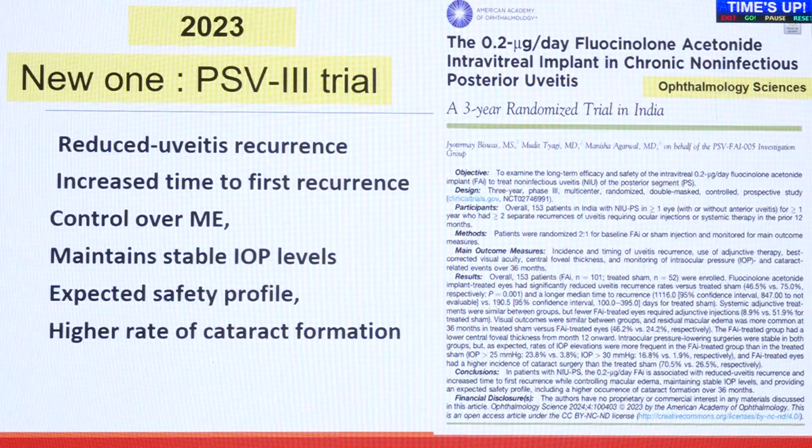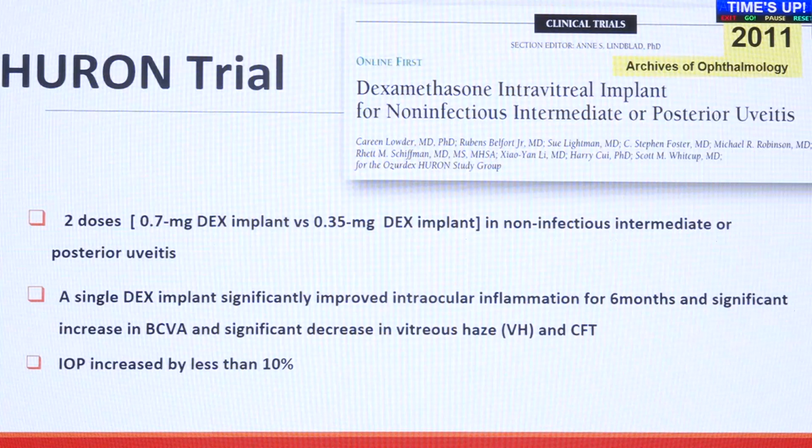The 0.2 microgram per day fluocinolone acetonide intravitreal implant in chronic non-infectious posterior uveitis was published in Ophthalmology Science 2023. It reduced uveitis recurrence and increased time to the first recurrence. You know, uveitis is basically a recurrent disease, but the time gap is increased significantly. It gives control over macular edema, maintains stable IOP levels, and has an expected safety profile; high rate of cataract formation is the only significant complication.